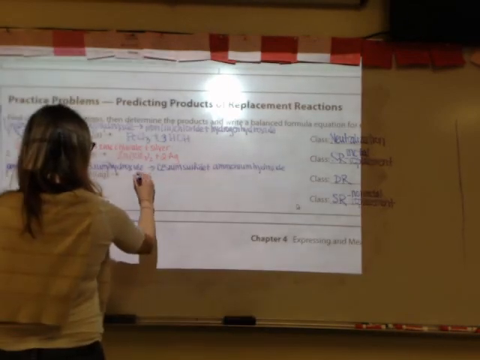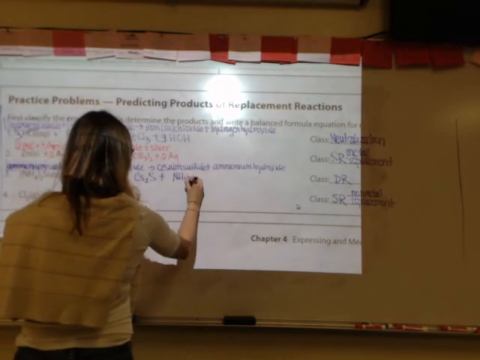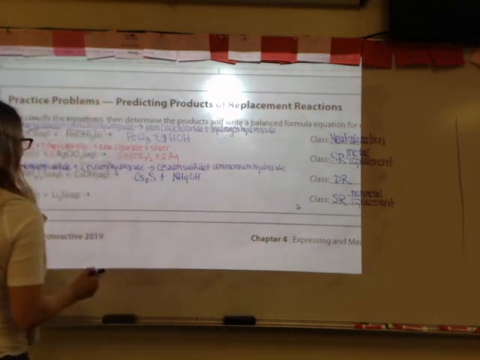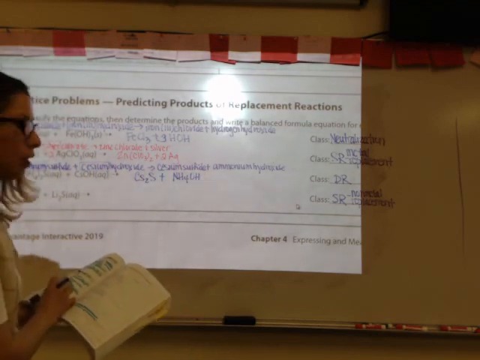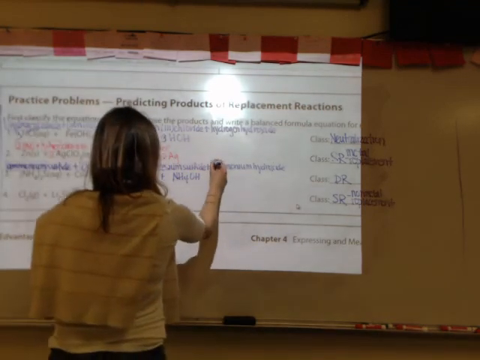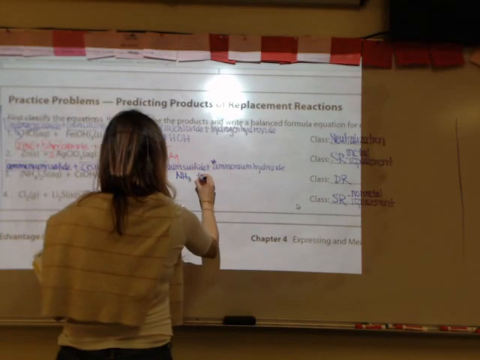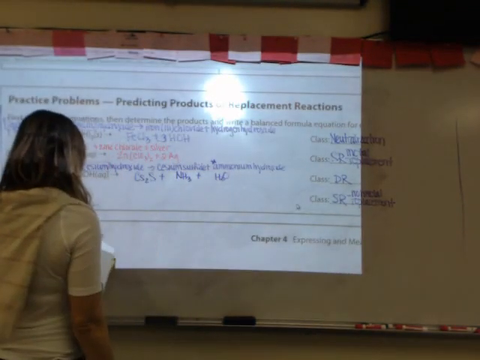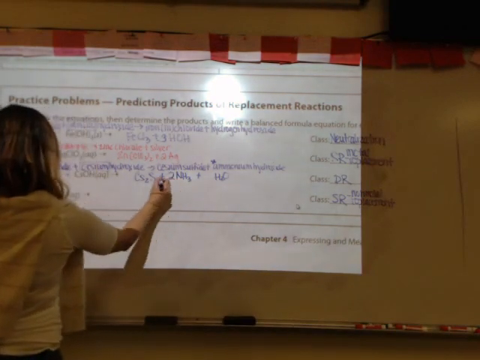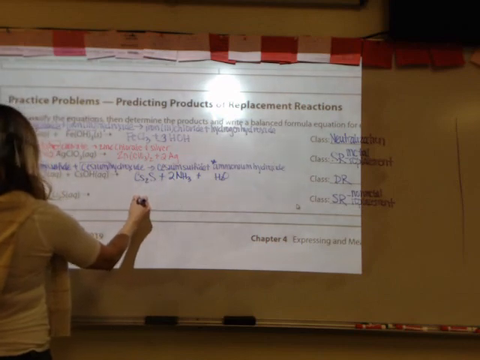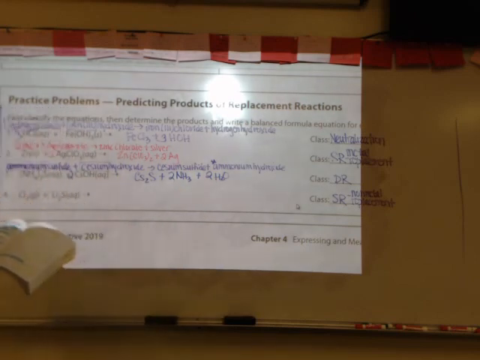You're going to cross charges here. You're going to get Cs2S plus ammonium hydroxide is NH4OH. Now, ammonium hydroxide is on the previous page. It decomposes because it's not stable into ammonia gas and water. So that means that we have to get rid of this NH4OH and we have to replace it with NH3 and H2O. And then to balance this, we're going to need to put a 2 in front of NH3 to balance my nitrogen. And then I need a 2 in front of cesium hydroxide to balance my cesium, and a 2 in front of H2O.